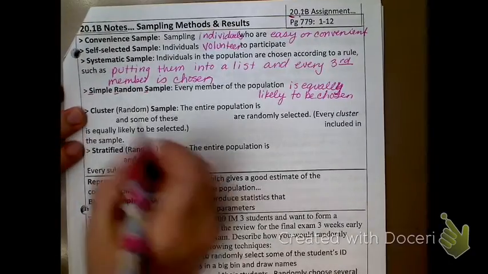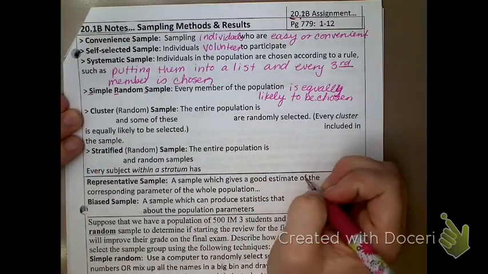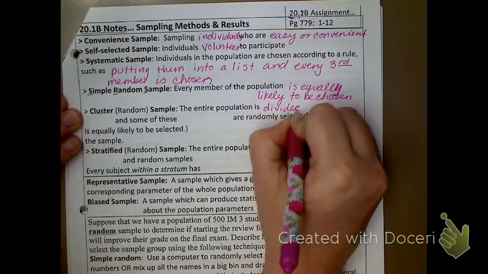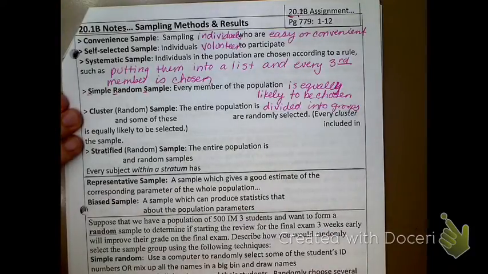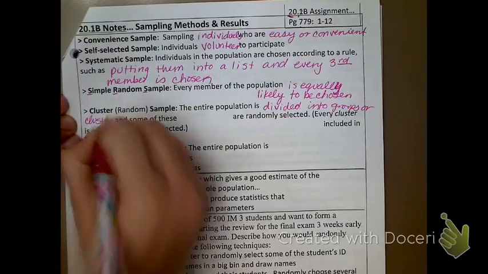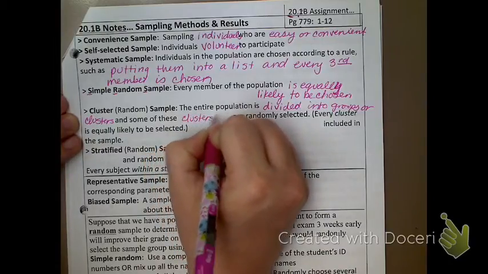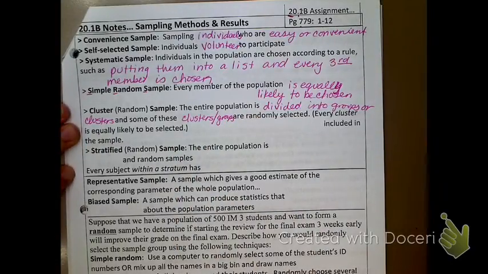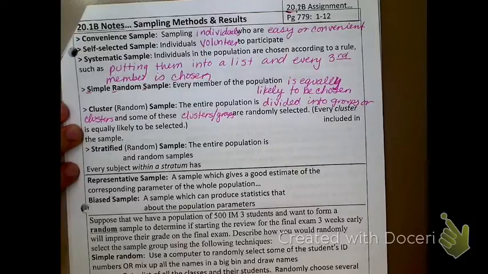Now, we have a cluster random sample. This is a way of getting a quote-unquote random sample. What we would do is we would take the entire population and we would divide it into groups, or clusters, whatever you wanted to call it, and some of these clusters or groups are randomly selected. Every cluster is equally likely to be selected.